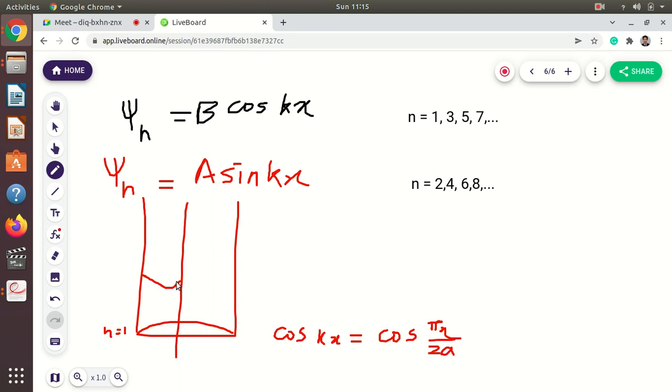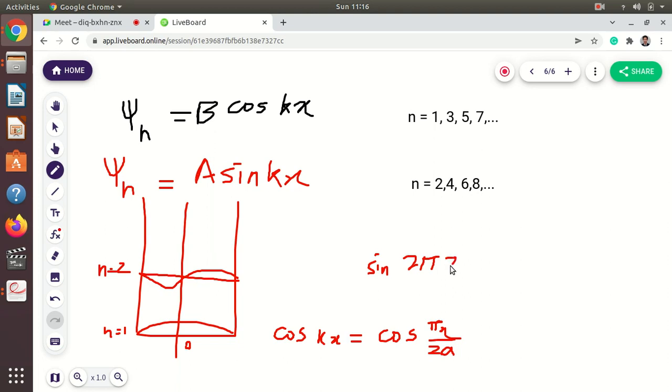So this is not to scale. So like this. Okay, so this is the sine part. It is 0 at the origin. This is our origin. So here it is sine kx, and here n is equal to 2. When you again put in the value, k was n pi upon 2a, right? So here you will get sine, with n equal to 2, so it is 2 pi x upon 2a.